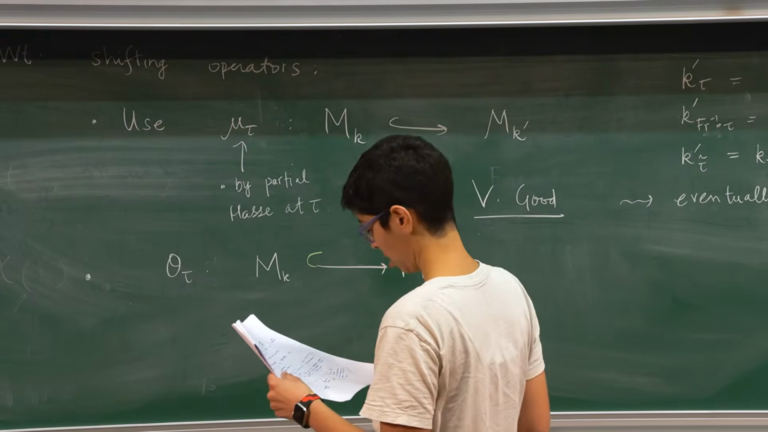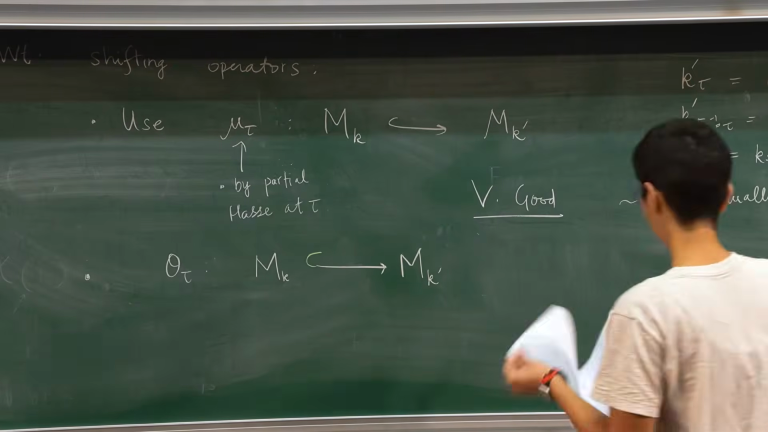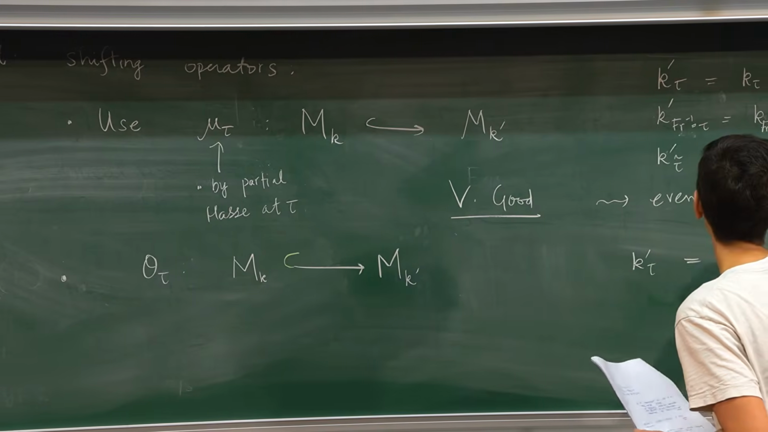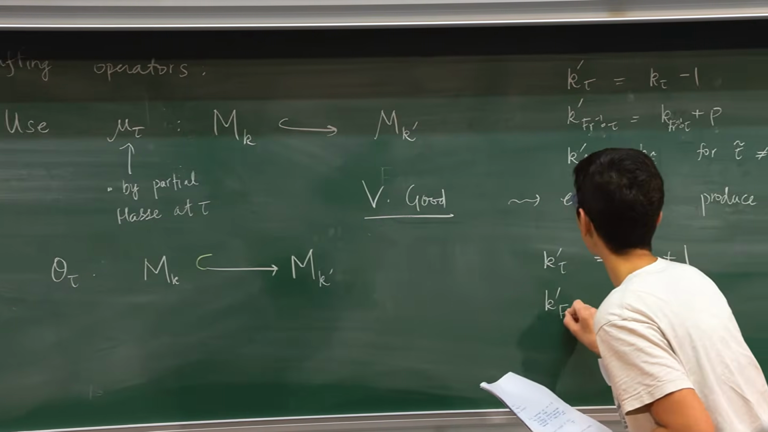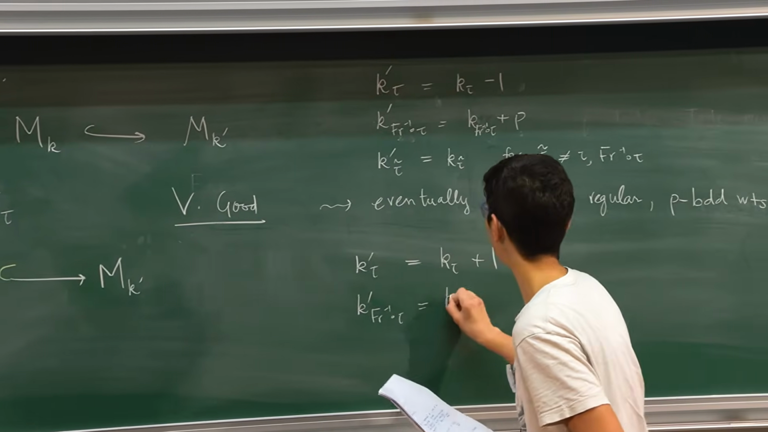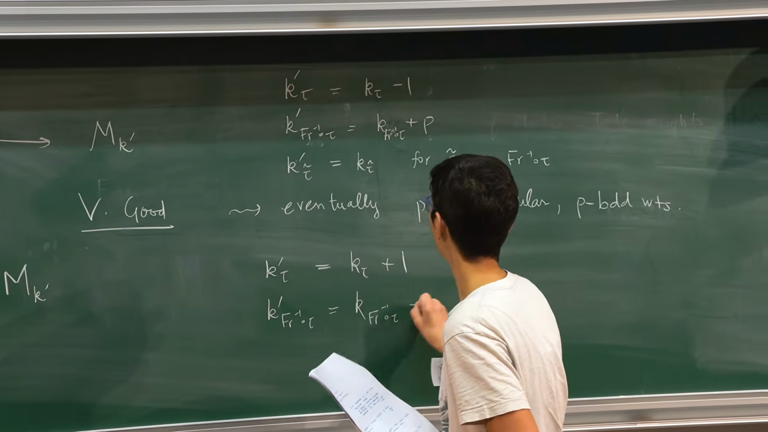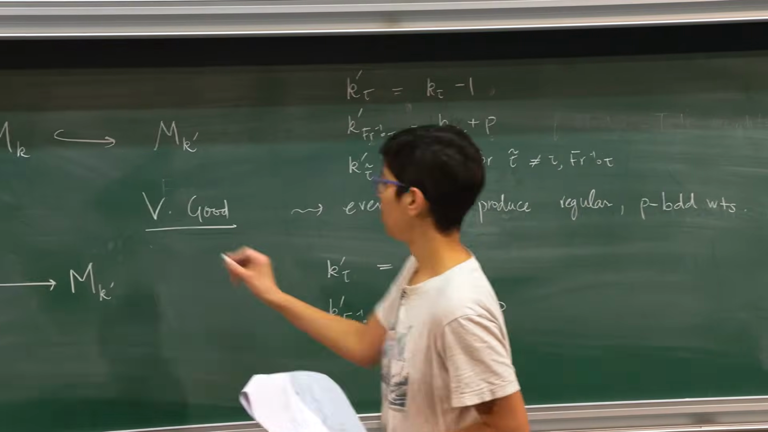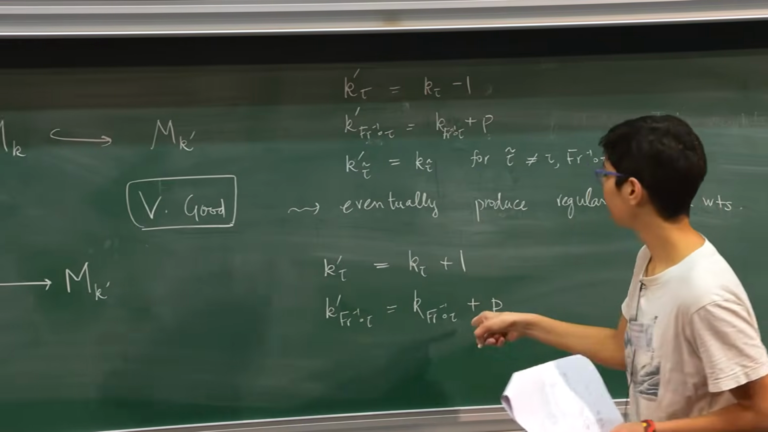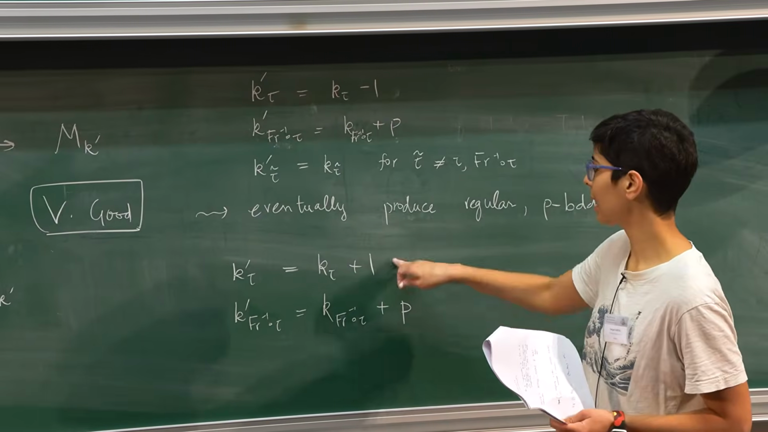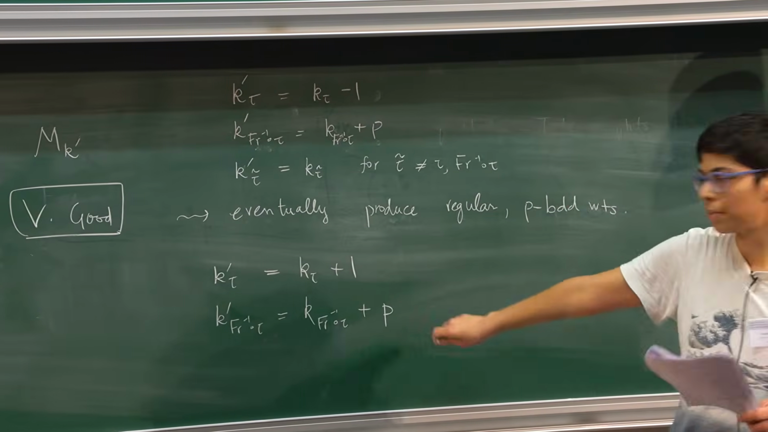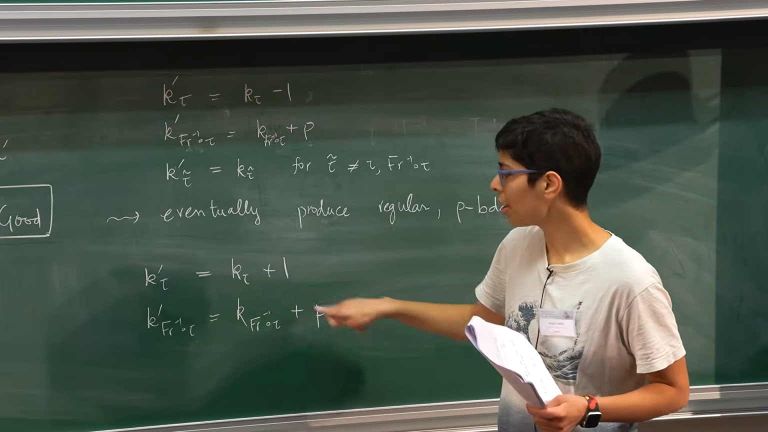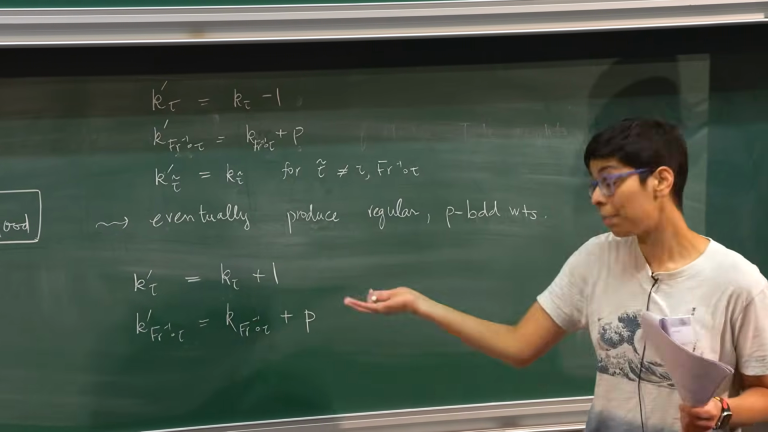Okay, so what is k prime going to look like this time? So k prime tau will be k tau plus 1, and k prime Frobenius inverse tau will now be, again, k Frobenius inverse tau plus p, and nothing at the other embeddings. Okay, so the above one was very good. But now this can be good, but sometimes it will produce something not p-bounded. Because if this one was 1, you make it good, but if this one was already p, you make it bad. Or not bad, you make it not p-bounded.